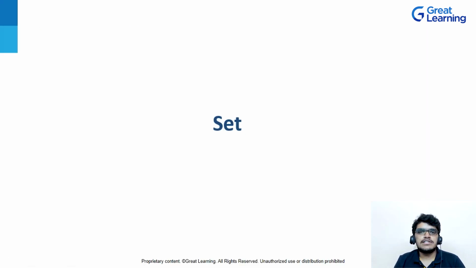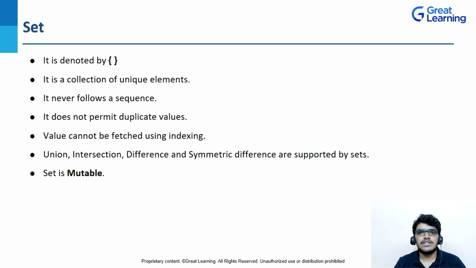So after seeing what list and tuple are, now let's see what a set is. Basically, a set is also a data structure and it is denoted by curly brackets, right? In sets there cannot be duplicate elements. It is a collection of unique elements and it never follows any sequence. So let's suppose you have a set and you have assigned multiple values, the values will not be in any order. It will never follow any sequence, right? And as I already told you, a set doesn't permit duplicate values.